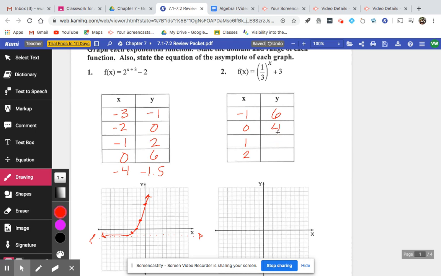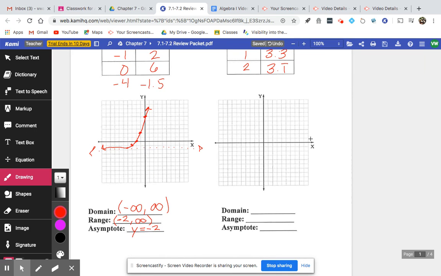When I plug in 0, I'll get 4 because 1 plus 3 is 4. When I plug in 1, I have 1/3 plus 3, which is 3.3 repeating. And when I plug in 2, that's 1/9 plus 3. So that is, if you use a calculator, 3.1 repeating. Same type of deal here. I'm going to go ahead and graph up my points here, and away we go.